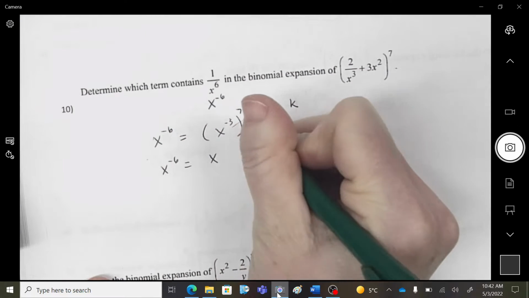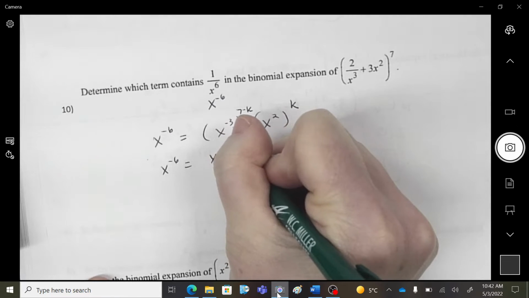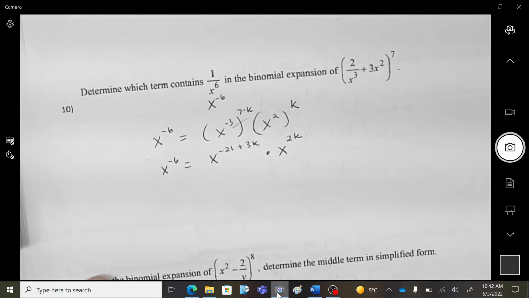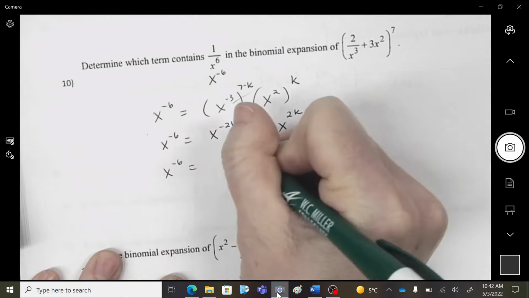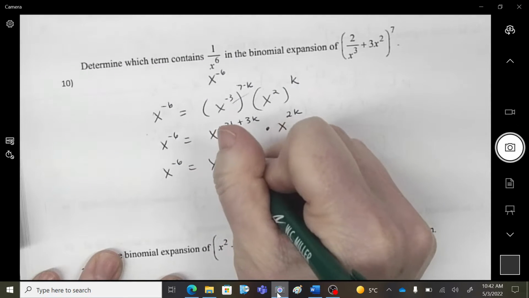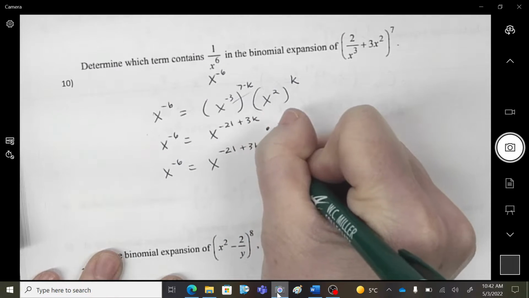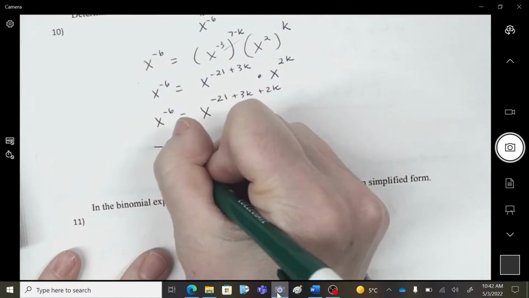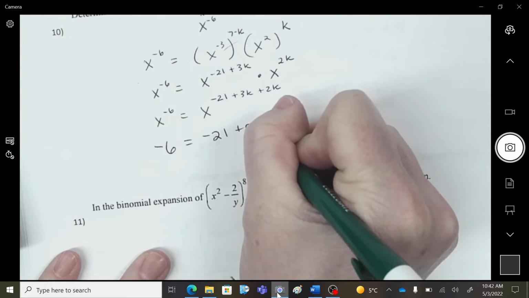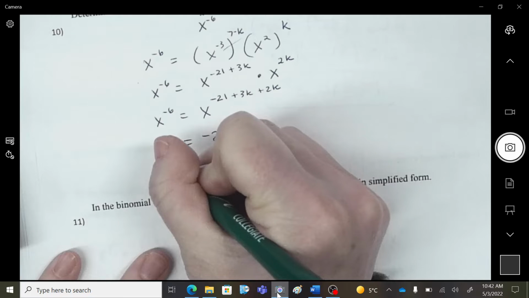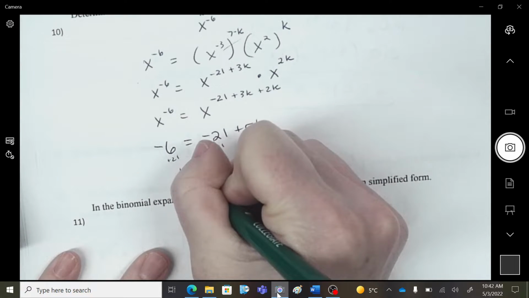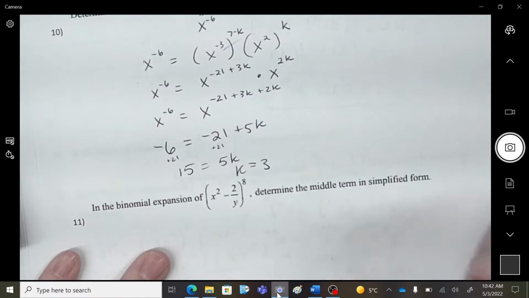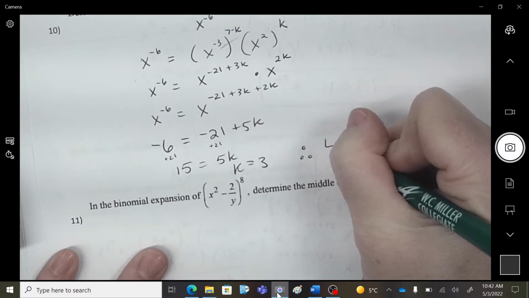I'm going to multiply, so negative 21 plus 3k. And I'm going to multiply, so 2k. Here I'm going to add the exponents together. And since the base is x on both sides, the exponents will have to equal each other. So here I'm going to add 21. So k equals 3. So therefore, which term is that? It's the fourth term.